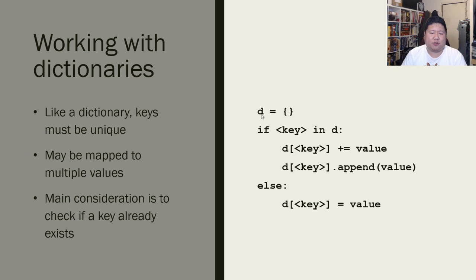If you called the dictionary fully "dictionary," then this would be dictionary. So dictionary is equal to an empty dictionary. If x in dictionary, then dictionary sub x plus equal to value, or dictionary sub x dot append value. Pick one of these, or do dictionary sub x is equal to value, right? So this is the structure for adding stuff into the dictionaries.